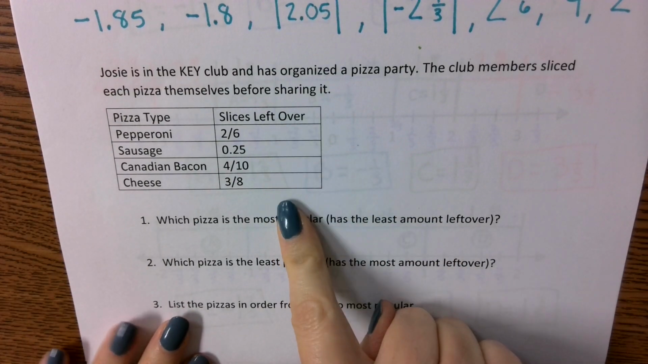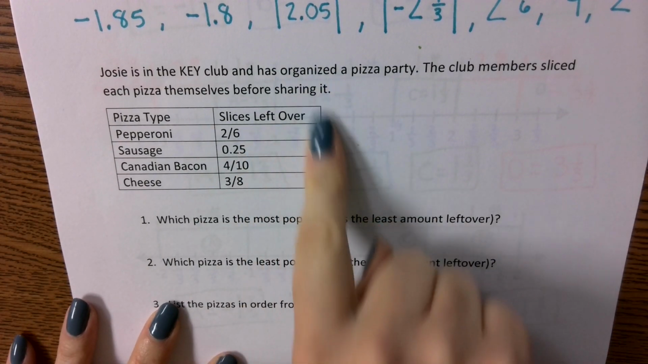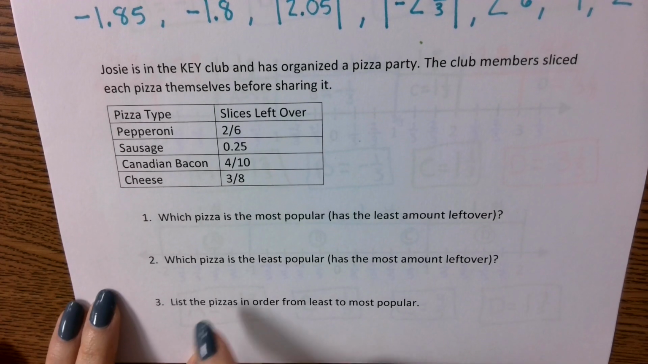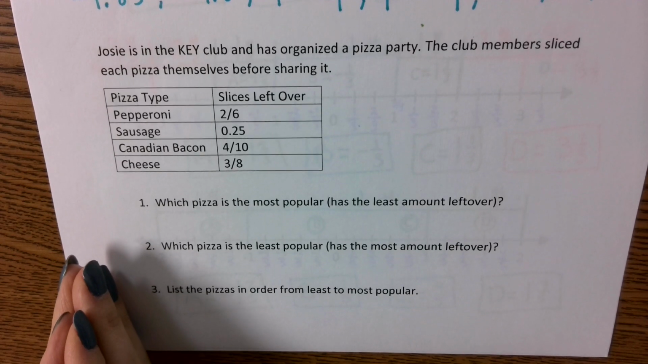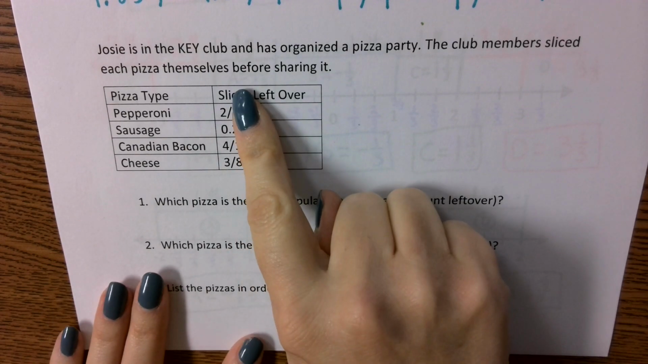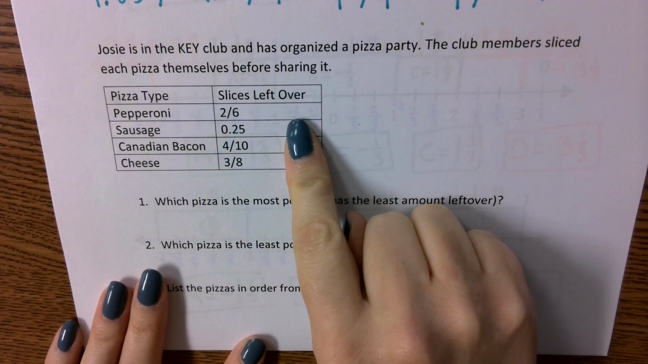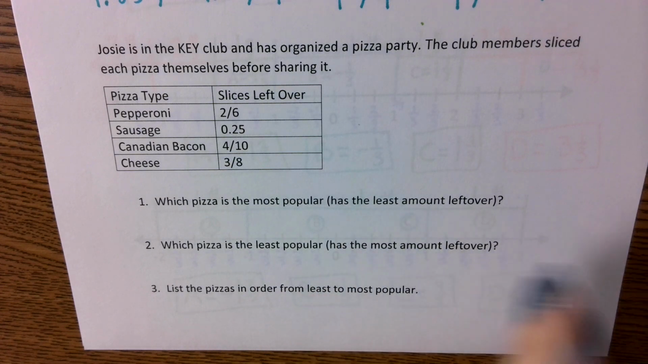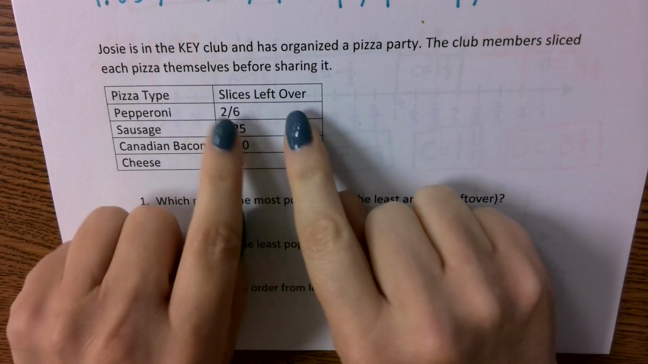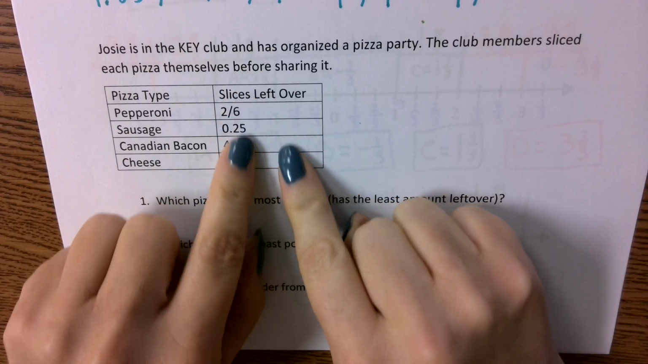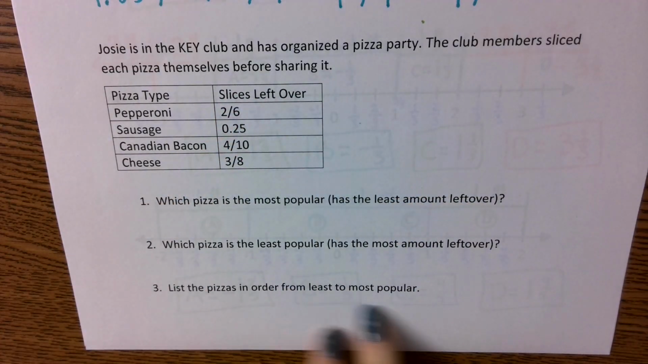You don't have to put the number values. You're going to need to use the number values, but you're going to tell me in order from least to greatest which one is the least popular, which means it has the most left over, to the most popular, which is the smallest amount left over. So if you're comparing it here, you're doing greatest to least when you're putting it in order.